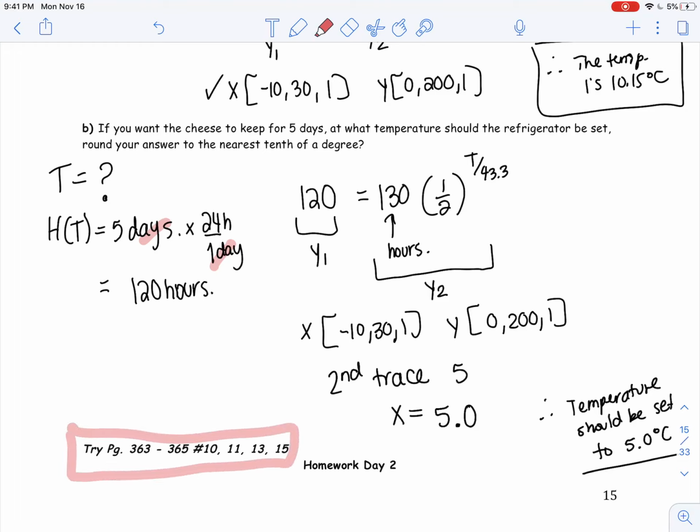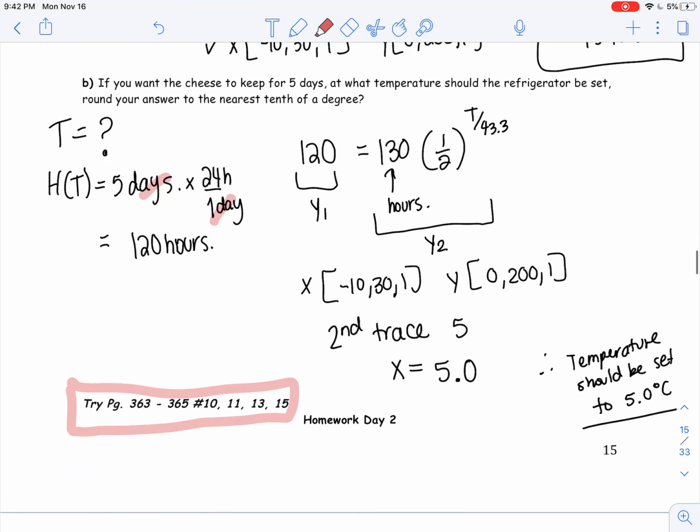Okay, so what you want to do right now is you want to practice these questions in your homework. This is the continuation of your day 2 homework. So it's page 363 to 365, number 10, 11, 13, and 15. Those are the word problems. Make sure that you're checking your work, okay? So make sure that if you're done those questions that you go back and you finish your day 1 completely and your day 2 homework to finish off for Tuesday.